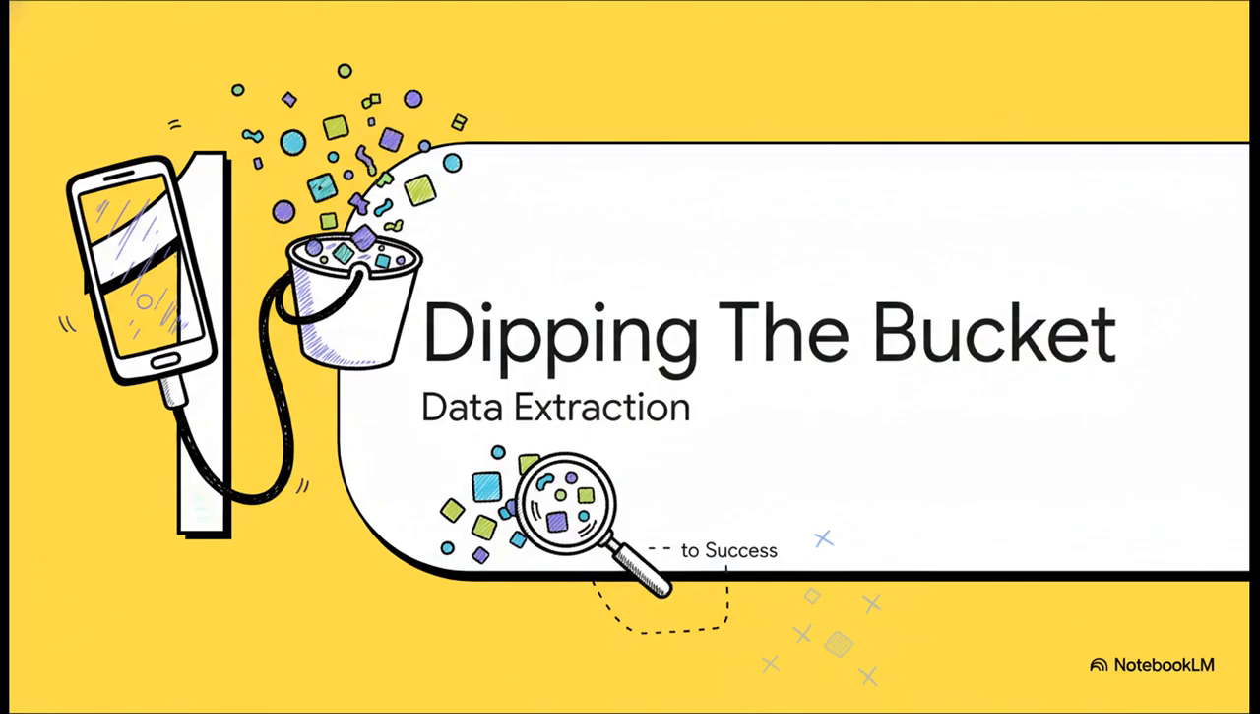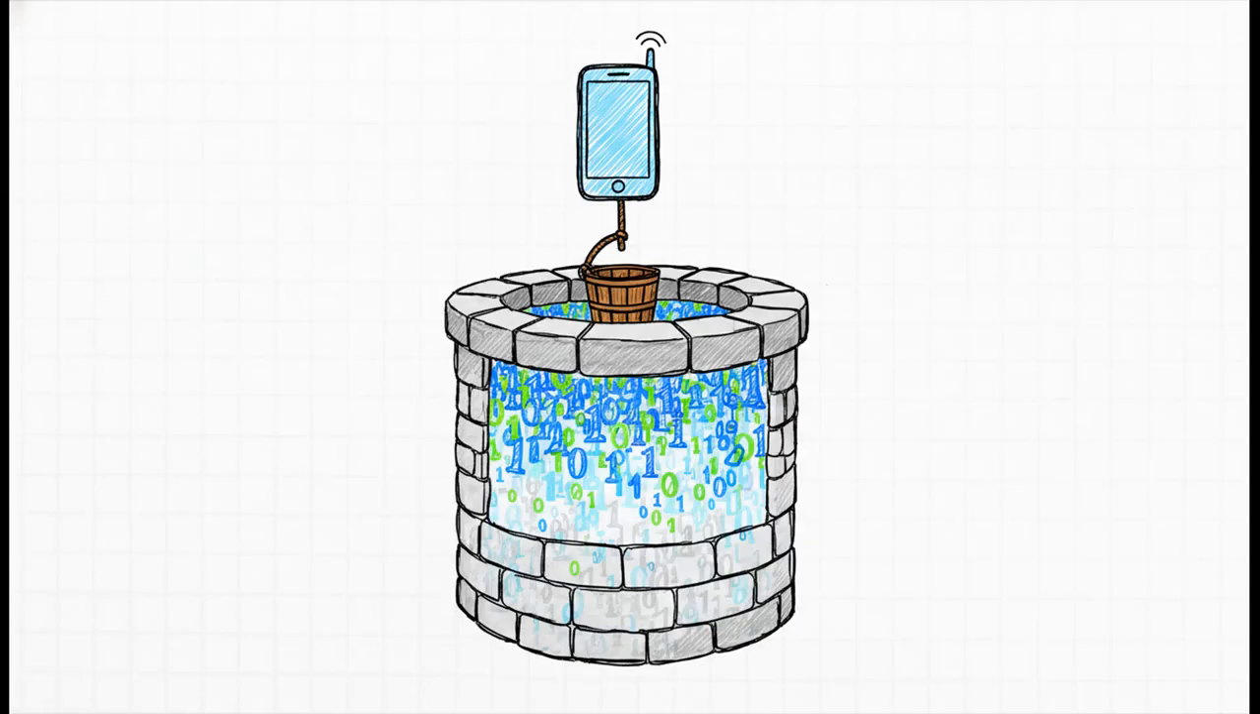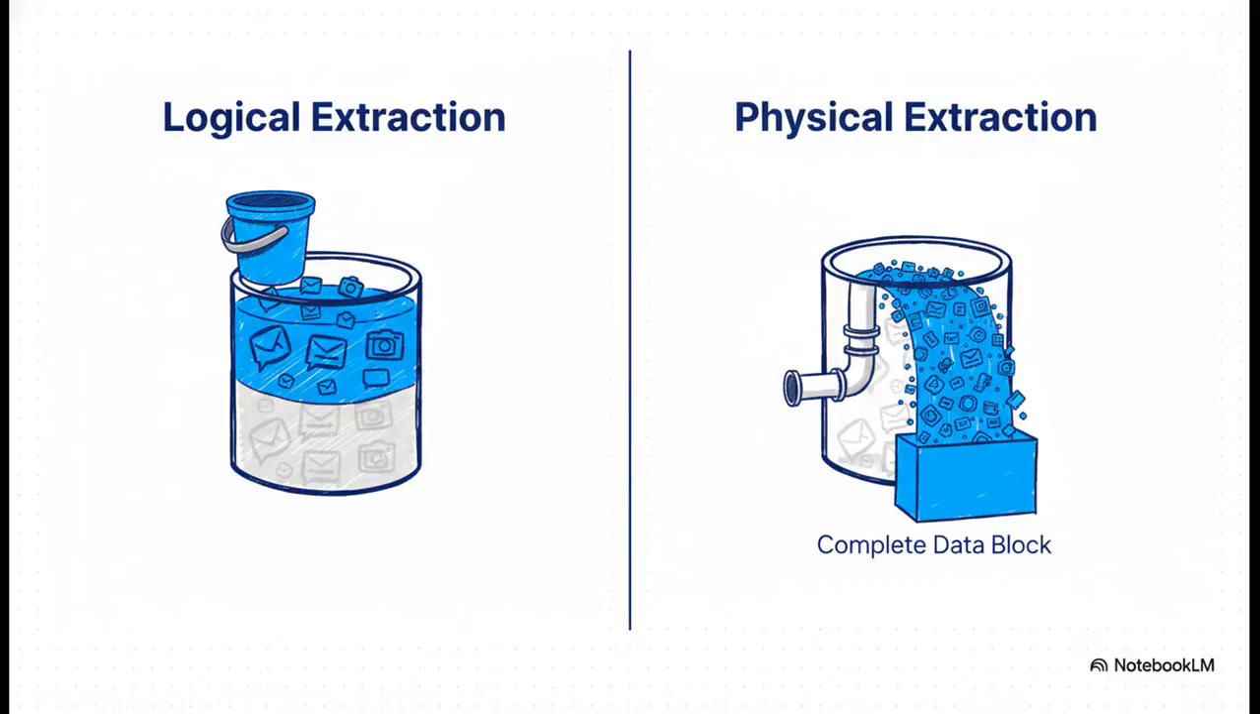But how you do it, well, that can make all the difference between finding your smoking gun and coming up completely empty. To really get what I'm talking about, just imagine the phone's memory as a deep well full of water. Now, you could just lower a bucket and get the water that's right at the top. Or you could figure out a way to drain the entire well to see everything that's settled at the bottom.